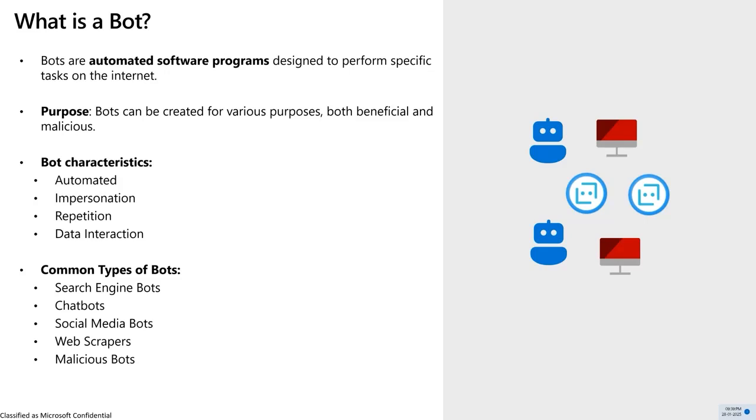And finally, data interaction, where bots can interact with data sources, APIs, and databases, enabling them to retrieve, modify, or delete information, thereby affecting our applications. Some common types of bots are search engine bots, chat bots, social media bots, web scrapers, and malicious bots.